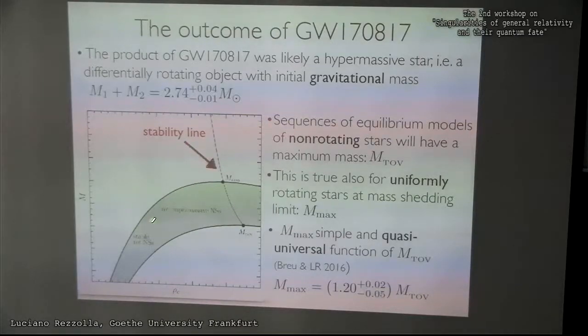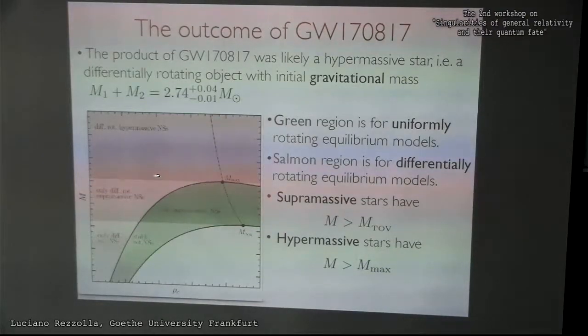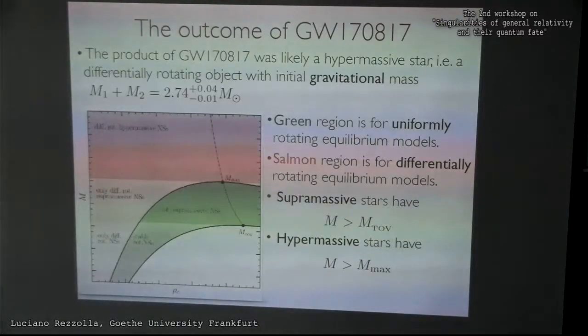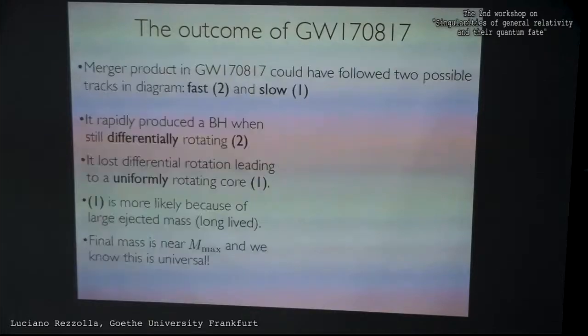There are solutions also in this region over here. These are non-uniformly rotating, or differentially rotating, stars. And this is the salmon region over here. Just to be a bit more pedantic, you call supramassive star any star which is above this line, and you call hypermassive star anything which is above M max. Okay? So in the salmon region, there are all the models which are differentially rotating. Okay? So I had to go through all of this because of what I want to say next.